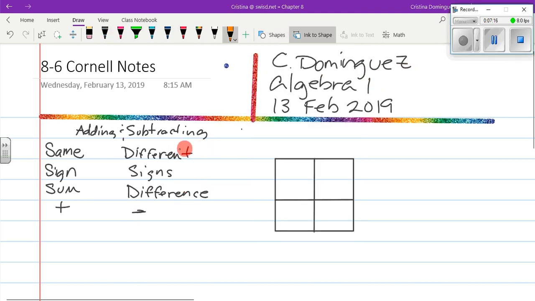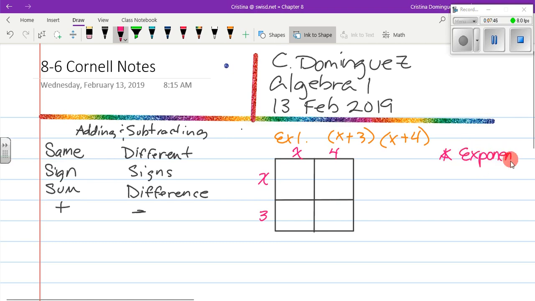Okay, so I didn't want to waste your time with watching me draw a box. But remember, this was example 1, where we came up with our answer being x plus 3 times x plus 4, right? So I'm going to go ahead and set that up. I've got x plus 3, and I have x plus 4. So x times x, what do I care about when I'm multiplying? When I multiply, I care about exponents. So are we going to change our exponents?